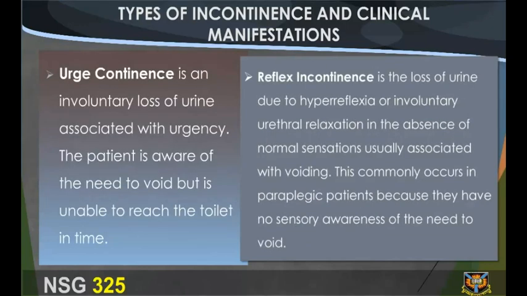Urge incontinence is an involuntary loss of urine associated with urgency. The patient is aware of the need to void, but is unable to reach the toilet in time. Reflex incontinence is a loss of urine due to hyperreflexia or involuntary urethral relaxation in the absence of normal sensations, usually associated with voiding. This commonly occurs in paraplegic patients because they have no sensory awareness of the need to void.